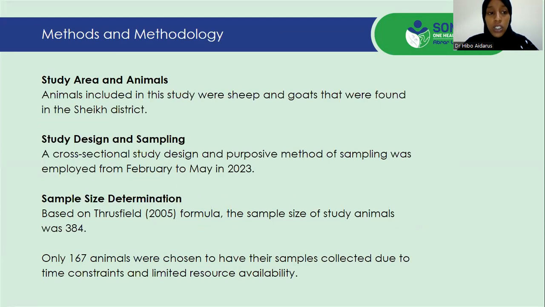Methods and methodology. The study area and animals were the sheep and goats found in Sheikh district. A cross-sectional study design was employed from February to May 2023. Based on the formula, the sample size was 385, but we could only afford to sample 167 animals due to time constraints and limited resource availability.